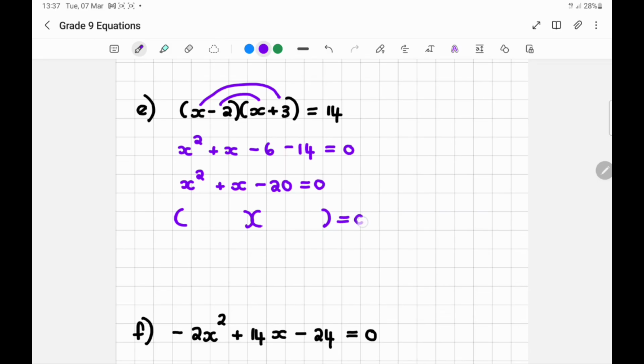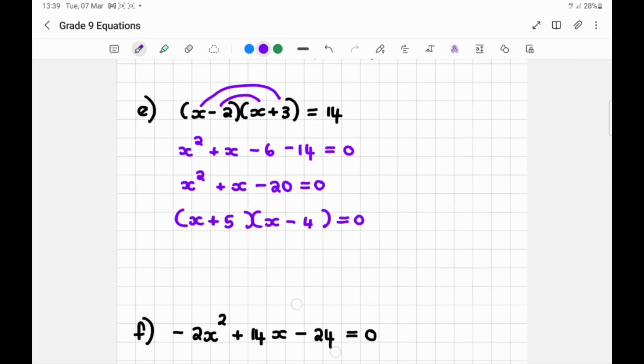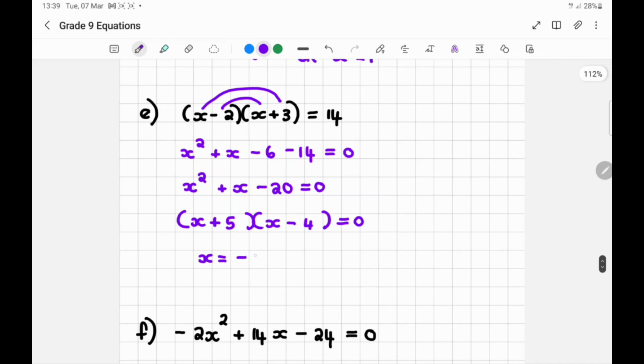That is a trinomial. So step 2, we factorize. Then the x splits. They are different. The first one's a plus and then a minus. And what about 5 times 4? 5 times 4 gives you 20, and plus 5 minus 4 gives you a positive 1. So x is either negative 5 or x is 4.